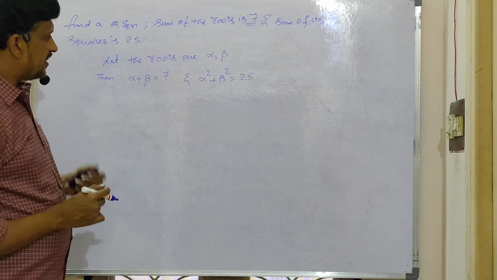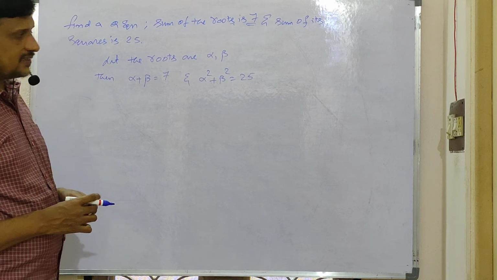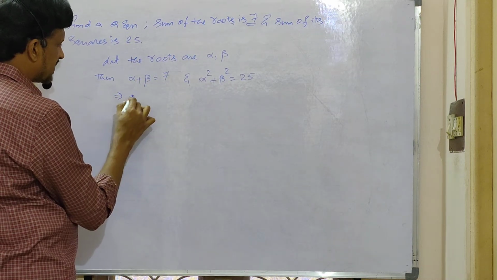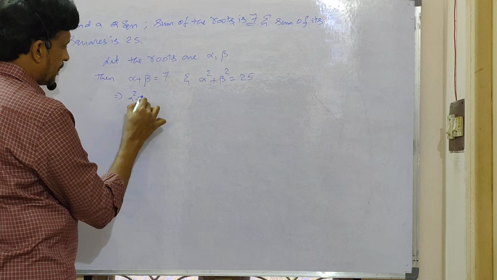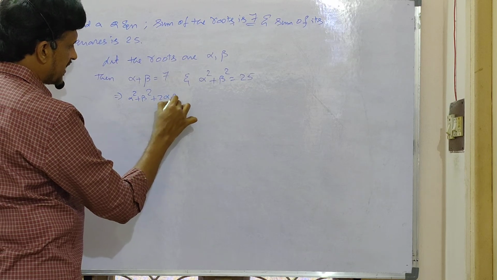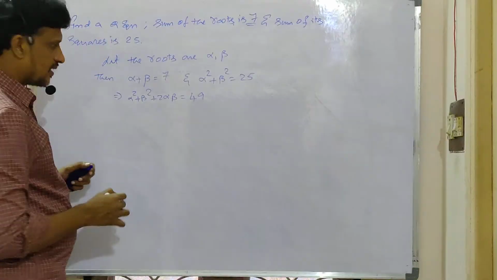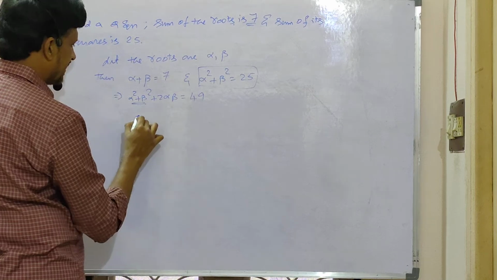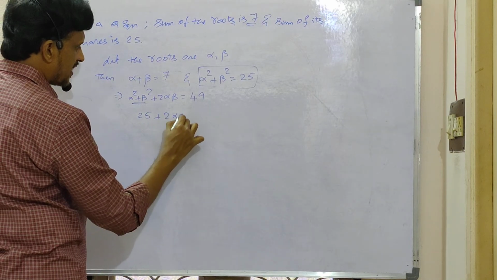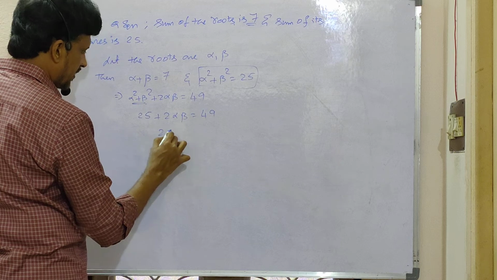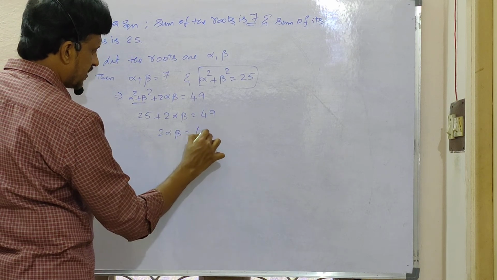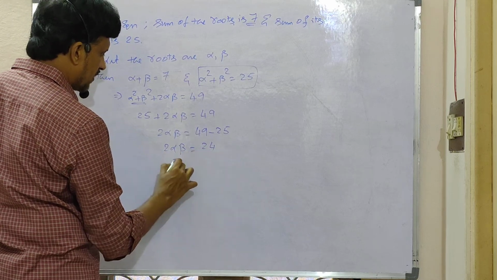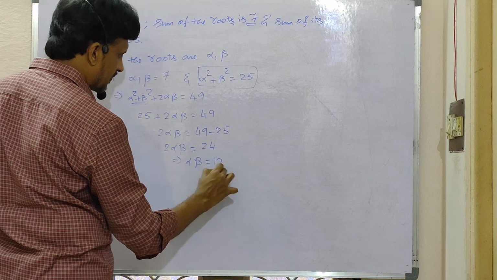Now, by using these two conditions, we have to write the quadratic equation. Just observe this. Alpha plus beta equal to 7, squaring on both sides, gives alpha square plus beta square plus 2 alpha beta is equal to 7 square, that is 49. But we know the value of alpha square plus beta square, that is 25. So 25 plus 2 alpha beta is equal to 49, which gives 2 alpha beta is equal to 49 minus 25. So 2 alpha beta is equal to 24, which gives alpha beta is equal to 12.